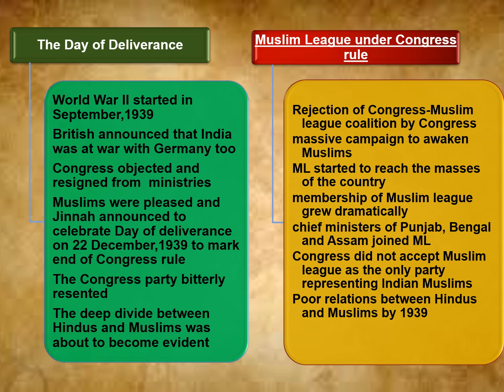The chief ministers of Punjab, Bengal and Assam joined the Muslim League in 1938. Congress did not accept the Muslim League as the only party representing Indian Muslims, but they recognized Jinnah as a leader when the talks between Jinnah and Nehru were organized. In short, there were very poor relations between the Muslim League and Congress by 1939.